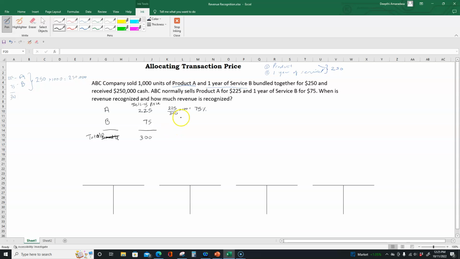Now let's look at B. We're going to take 75, which is the selling price of B, divided by the total of A plus B, which is 300, multiplied by 100, that gives you 25%.